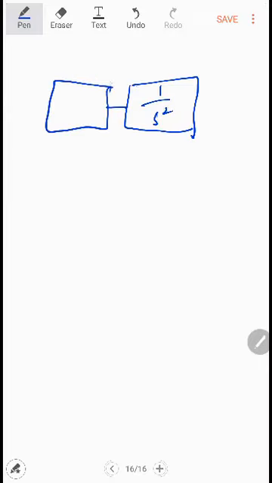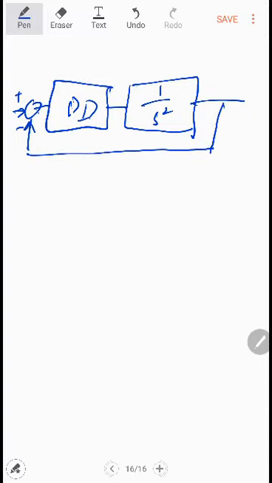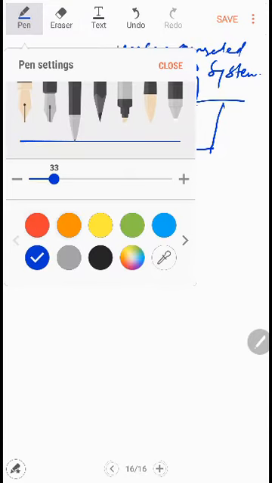So we have 1 over s squared. Then we have the PD controller over here, and here we have the signal plus, this is minus, so it will produce the error signal, and then we can also increase the gain of the system. And they say that this is a unit feedback system over here. So this means that this is the uncompensated system, and this is the controller.